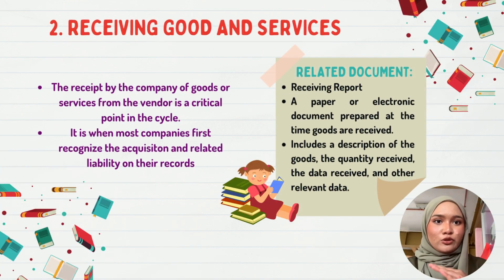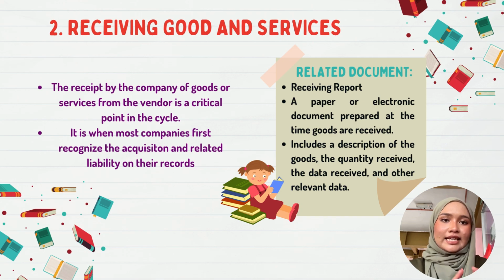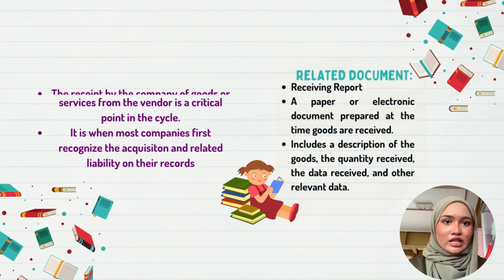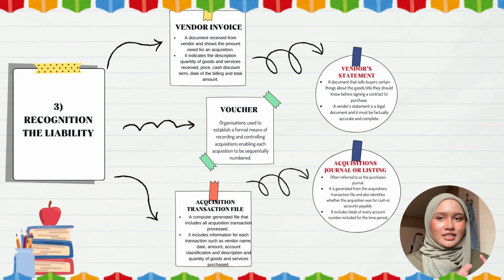Secondly is receiving goods and services. Receiving goods and services is the receipt by the company of goods or services from the vendor, which is a critical point in the cycle. It is when most companies first recognize the acquisition and related liability on their records. The related document for receiving goods and services is the receiving report, a paper or electronic document prepared at the time goods are received, and it includes a description of the goods, the quantity received, the date received, and other relevant data. The third part is recognition of the liability.